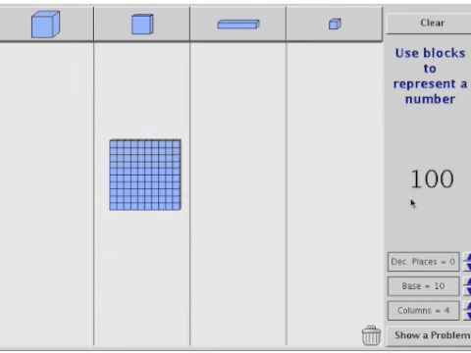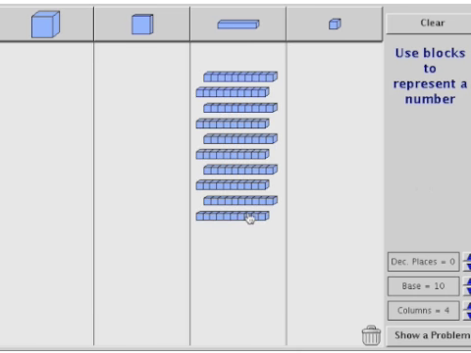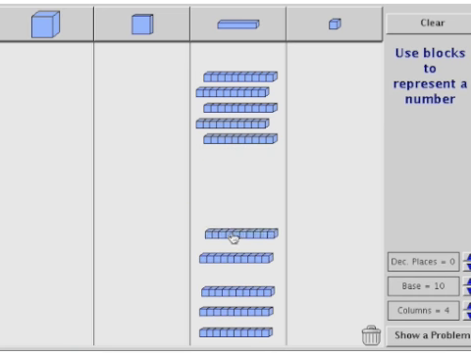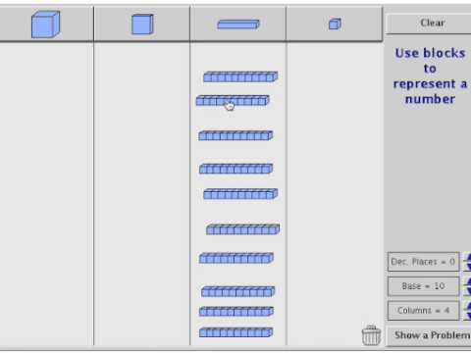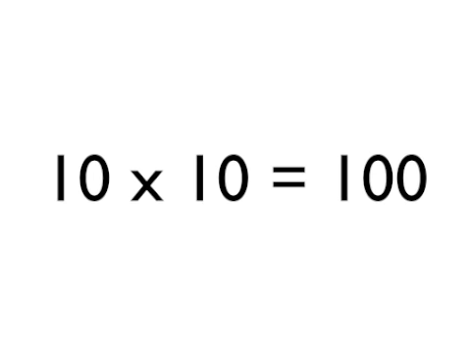Let's start with, say, a 100 block. Dividing by 10 means that we're splitting this up into 10 equal parts. So when we have 100 divided by 10, we're dividing it into 10 blocks, and in this case they are 10 of those long MABs. The way we write this is 100 divided by 10, divided into 10 groups, leaves 10 in each. 100 divided by 10 equals 10. And for those of you who know your times tables, you're going to recognise this as just the reverse of 10 times 10 equals 100.